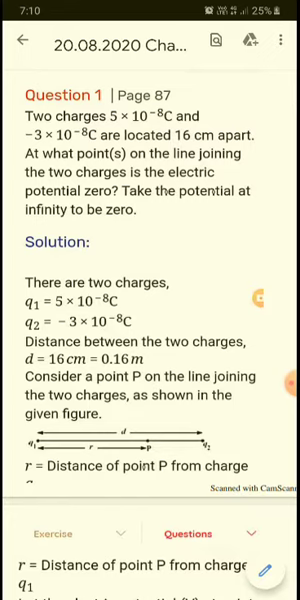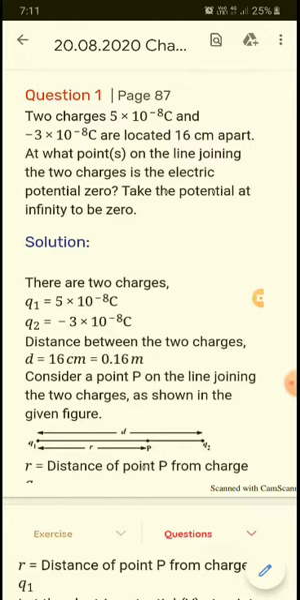The first problem: two charges, 5 × 10^-8 coulomb and -3 × 10^-8 coulomb, are located 16 centimeters apart. So we have two charges, one of 5 × 10^-8 coulomb and another of -3 × 10^-8 coulomb. They are kept 16 centimeters apart. The distance between the two charges will be 16 centimeters.